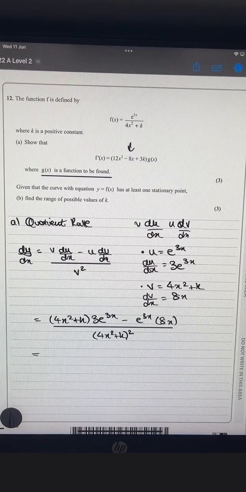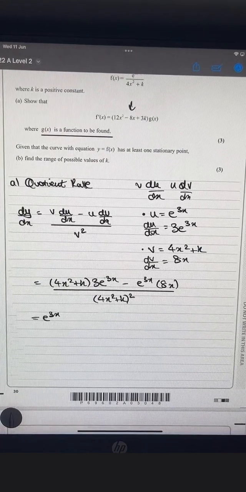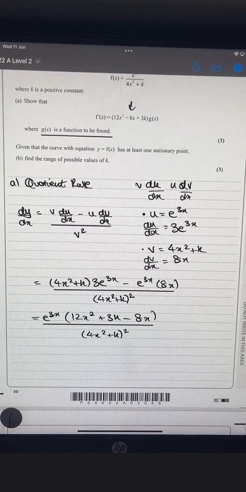So I'm going to factorize out the e to the 3x first, because that appears here and here, so it's common. Then I have 3 times 4x squared is 12x squared, 3 times k is 3k, minus 8x. That's how I would do the factorizing on that bit. And I'm just going to keep the denominator as is, because I'm trying to find a function, and I already got the thing I wanted in the brackets right there. So all I have to do is rewrite this in the order they wanted.